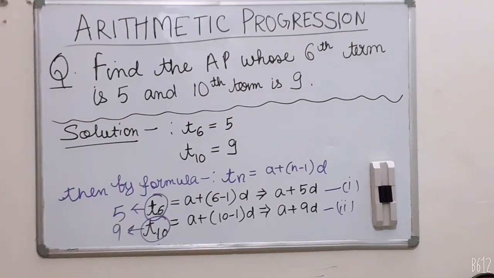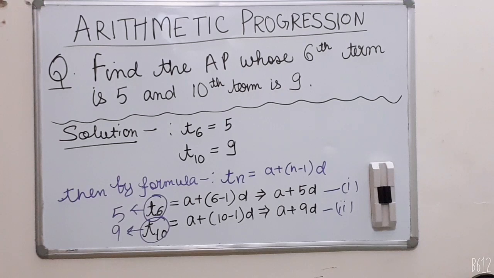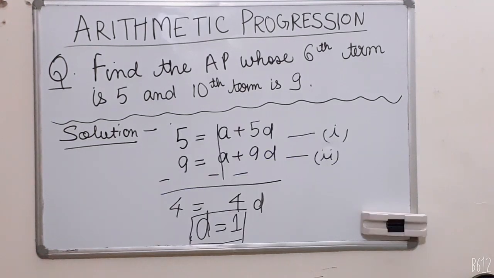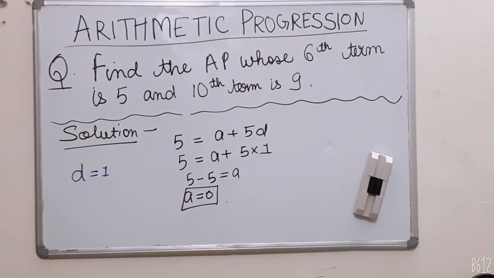As we know that T6 is equal to 5 and T10 is equal to 9, we'll replace T6 and T10 by 5 and 9, and we'll solve the equations simultaneously to find the values of a and d. By subtracting equation 2 from 1, we get the value of d as 1. Now I'll put the value of d in equation 1, and we get the value of a as 0.